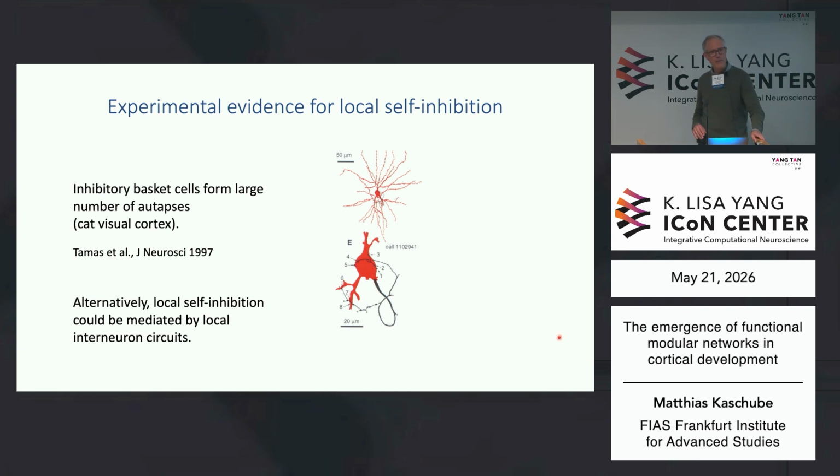Well, there is, by classical connectomics work. This is EM work having investigated inhibitory basket cells in cat visual cortex and found a strong number, the highest number of autapses. This is one way in which strong local self-inhibition could be generated. Another way is that it could be mediated by local interneuron circuits.